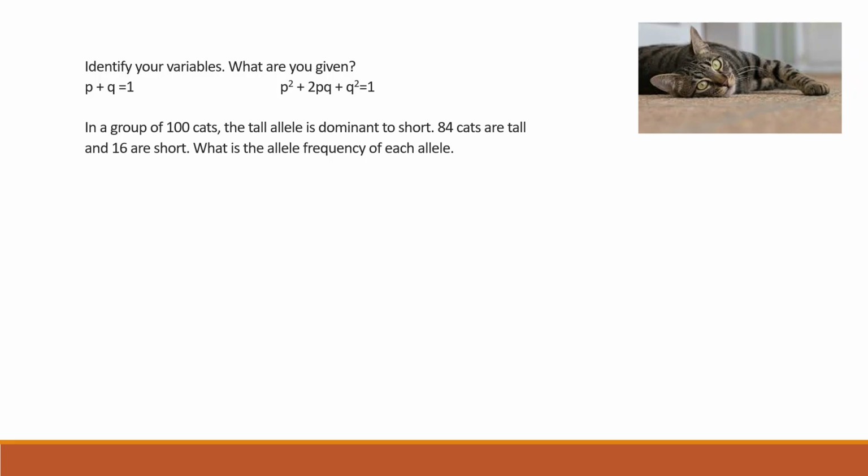Our last problem is probably the most common type of problem that you're going to see. In this problem, we have 100 cats, and in this population, the tall allele is dominant to the short. So we're going to call the tall allele big T and the short allele little t. There are 84 cats that are tall, 16 that are short. So we're going to always go back to, are we given an allele frequency, or could we calculate it? Or are we given a genotype or phenotype frequency?